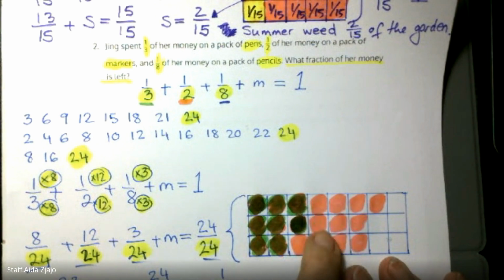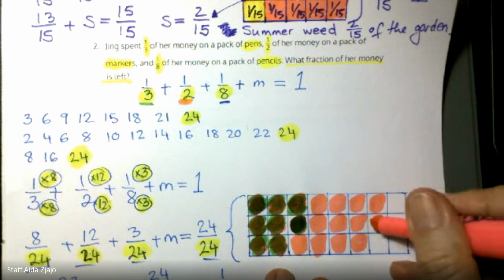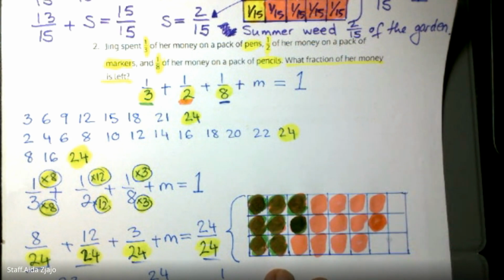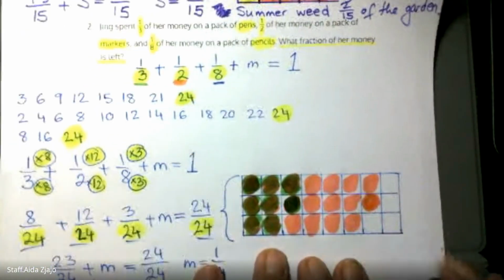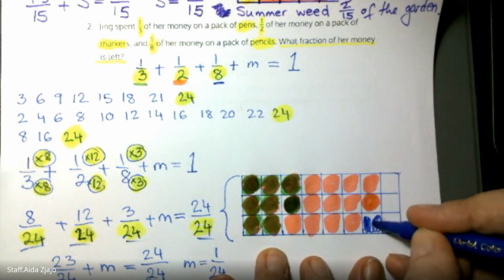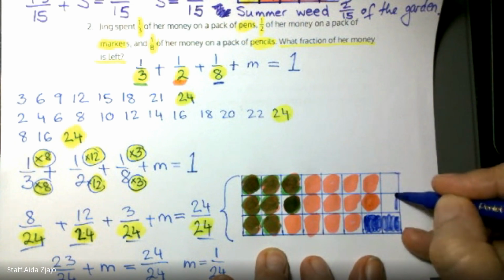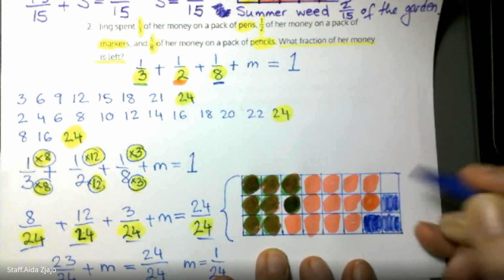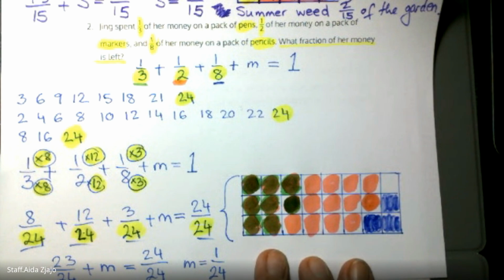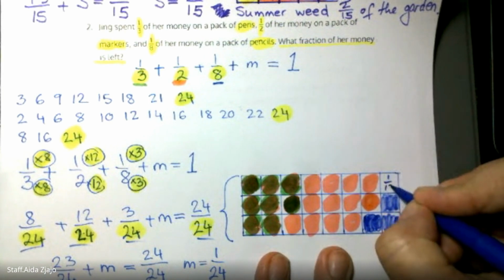1, 2, 3, 4, 5, 6, 7, 8, 9, 10, 11. I need one more to be 12. That means half for the markers. And then now I need 3 24ths for pencils. 1 24th, 2 24ths, 3 24ths, and then 1/24 of the money is left. Of her whole money, 1/24.